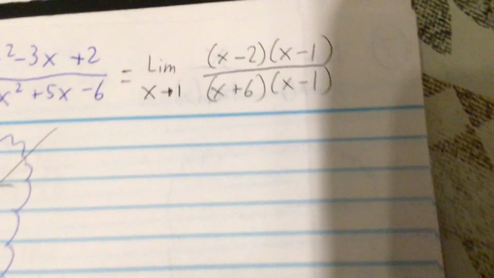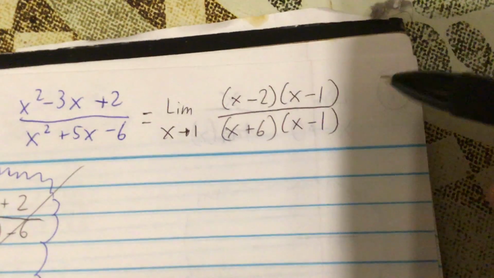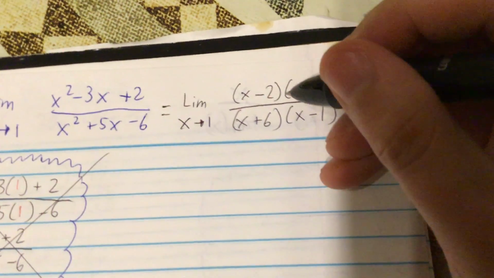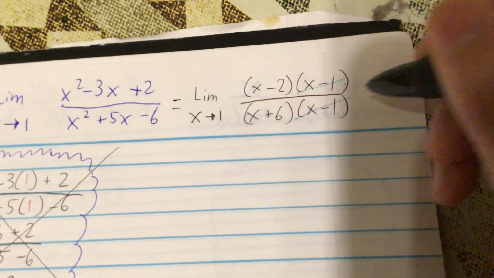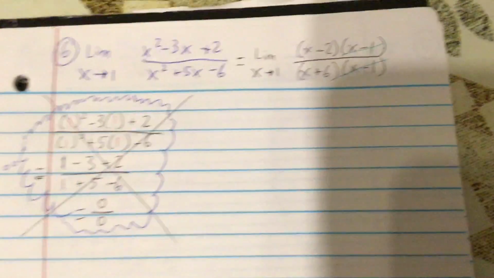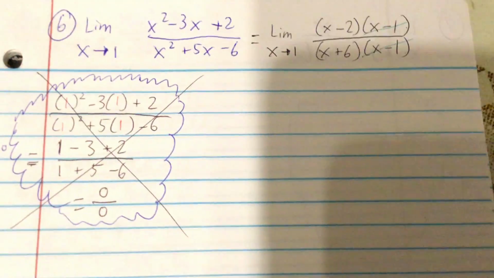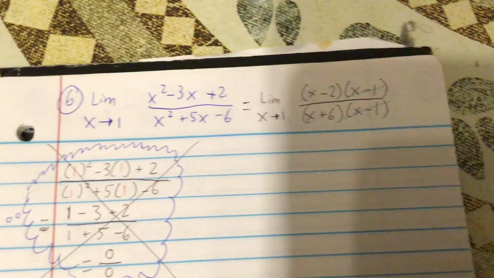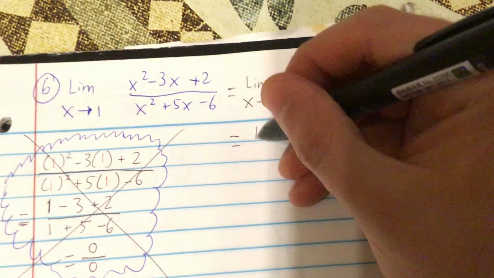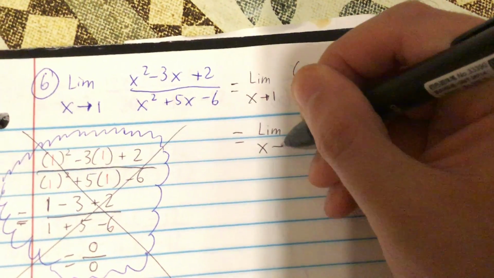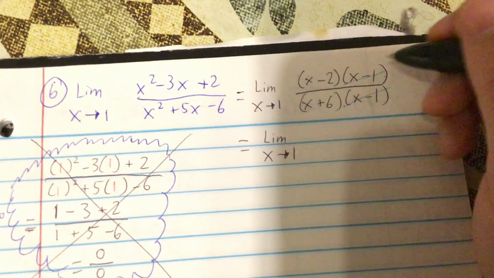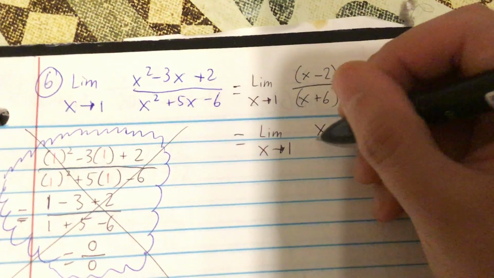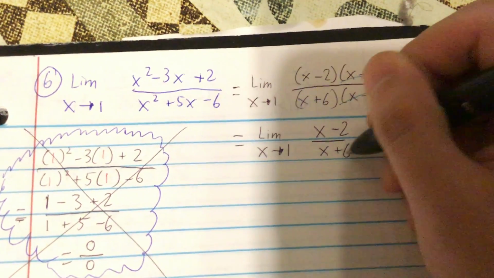Ah, there you are. You're the reason why it's 0 over 0. I got you now. So there's the source of why there's a hole at x equals 1. Now I can rewrite this problem. Sorry, I'm just trying to move it. The notebook was about to fall off. The limit as x approaches 1 for x minus 2, x minus 1 over x plus 6, x minus 1 can just be rewritten as x minus 2 over x plus 6.